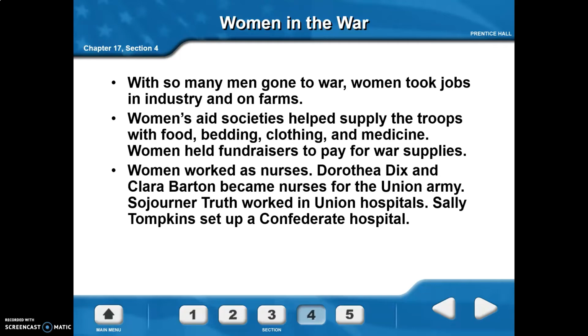Women also worked as nurses, and they kind of set the path for women being on the battlefields, helping and being nurses for the people that are injured. Dorothea Dix, who we know was an advocate for prison reform and for the mentally ill, she and Clara Barton became nurses for the Union Army and helped out. Clara Barton, fun fact, she actually founded the American Red Cross.